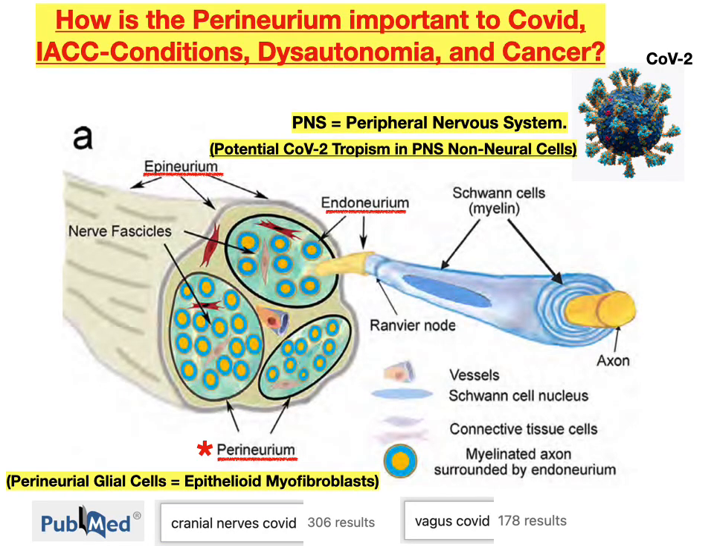How is the perineurium important to COVID, IAC conditions, infection-associated chronic conditions, dysautonomia, and cancer? In this short YouTube, we will review the importance of the perineurium and its component cells, which are known as perineurial cells, in these pathological states.